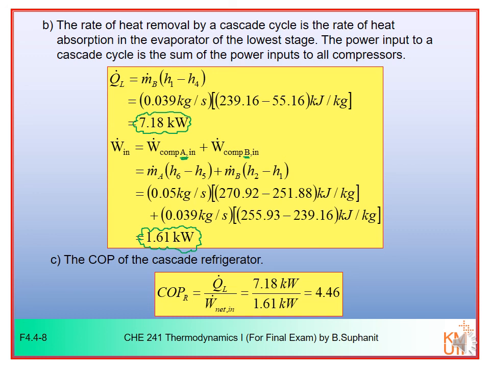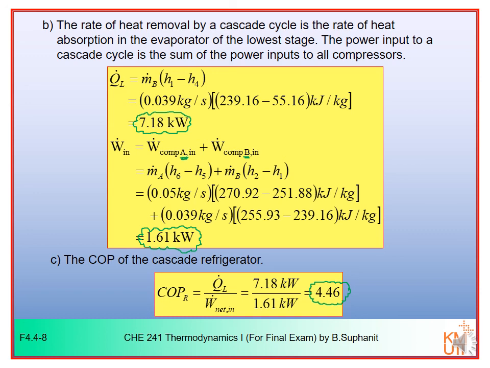Now you can just simply calculate the COP of the overall cascade refrigeration system. That would be QL dot divided by W net in dot here. And you can see that the COP is 4.46, which is quite high, somewhat higher than what you have seen before in the previous example of the simple VCR, which was around just 3.9 something.